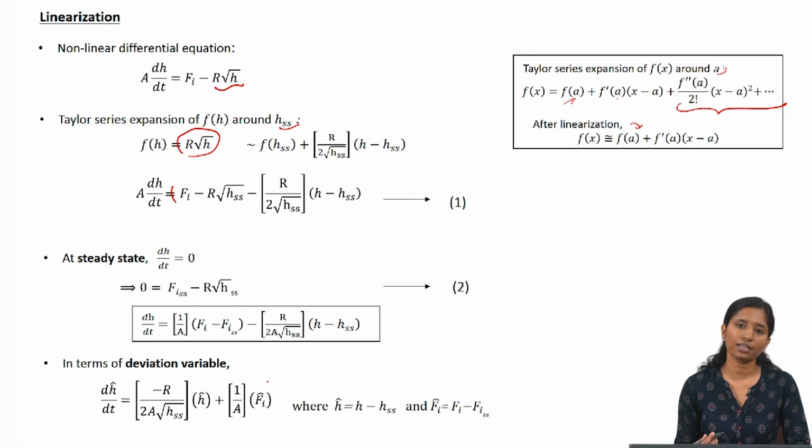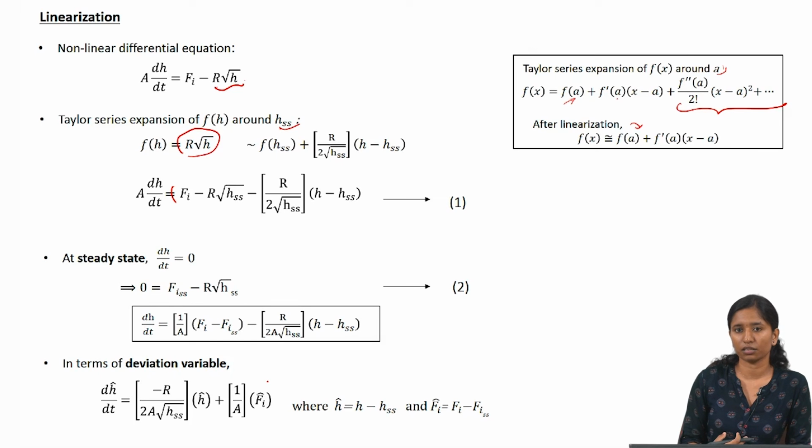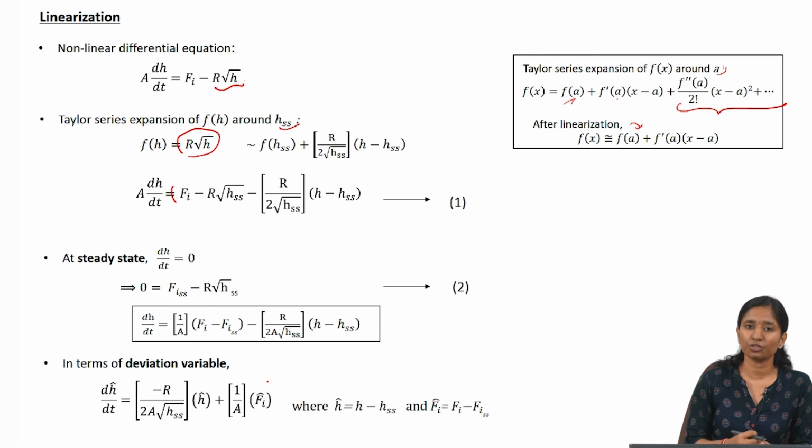Now, in process control, we are more interested in developing generalized models, that is, models which could explain the changes in the variable to any change in input. So, we are interested in the change in the output to a particular change in input, and for this we need to remove the explicit dependency of the model on the steady state operating conditions. So, for that we will subtract the steady state equation from the non-steady state equation.